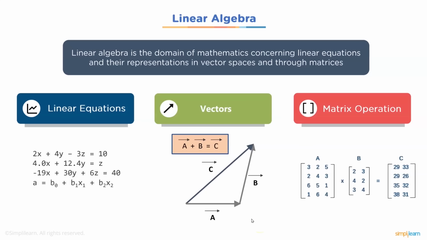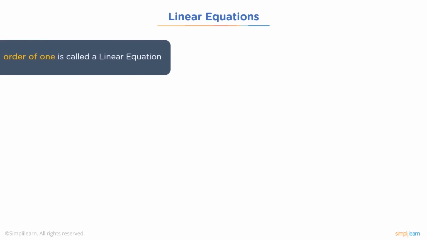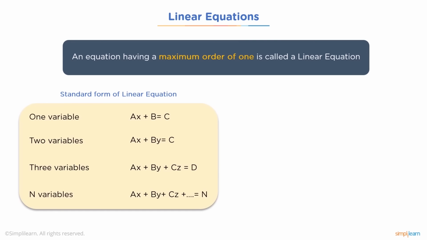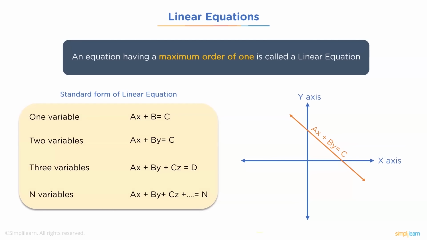And let's just go a little deeper into these, because these are such primary. This is what we're here to talk about, these different mathematical computations that come up. So when we're looking at linear equations, let's dig deeper into that one. An equation having a maximum order of 1 is called a linear equation.